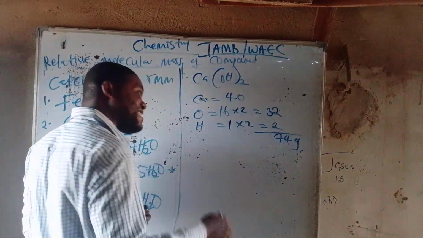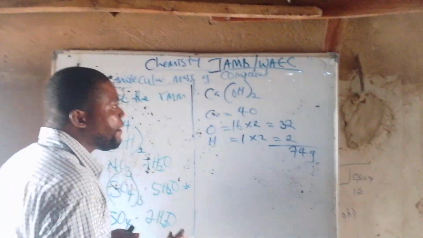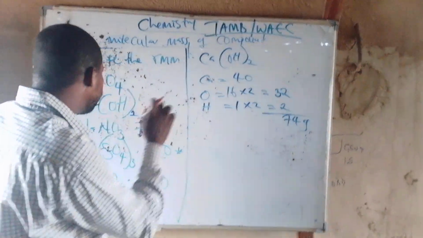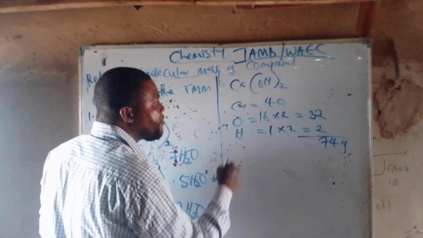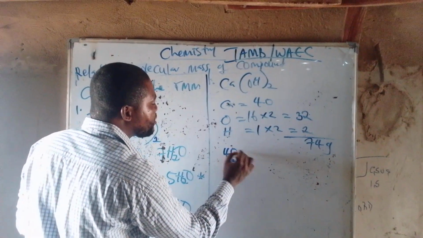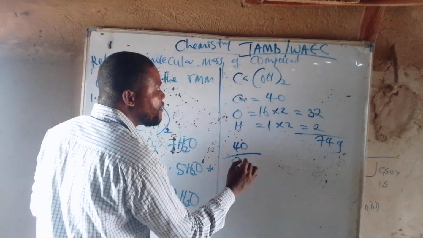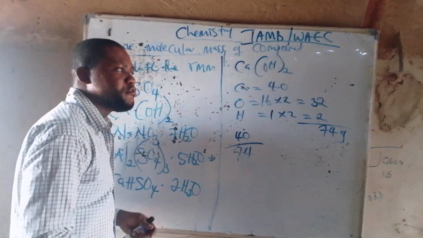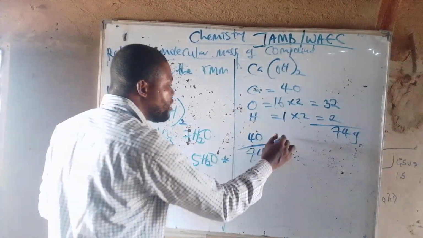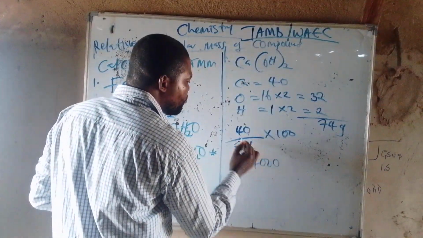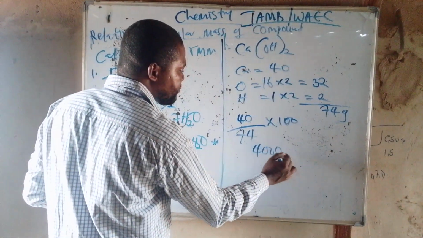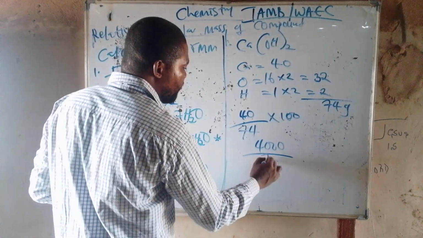74 grams. Like I said earlier, if you are asked to find the percentage composition of calcium in this compound, what will you do? I will locate my compound. One is calcium, 40, right? I will say 40 over the total mass, which is 74. I will then put 100. A normal science student will say 40 times 100. I will get 400 over 74.